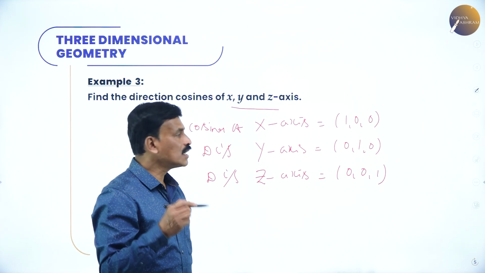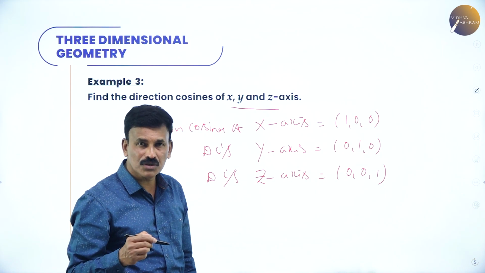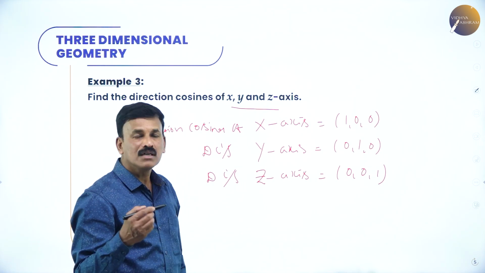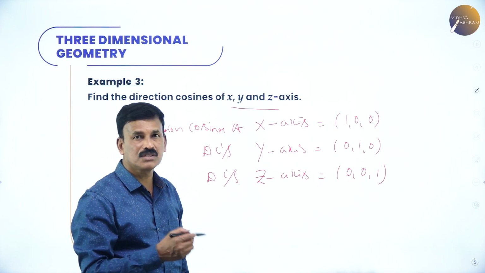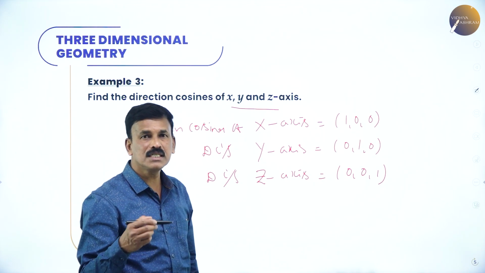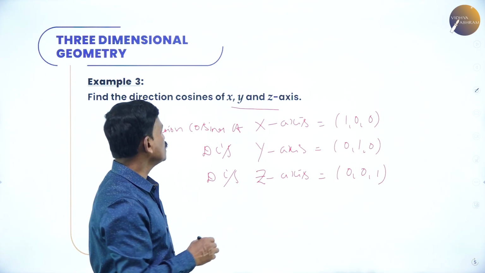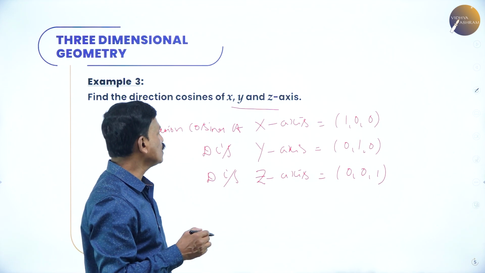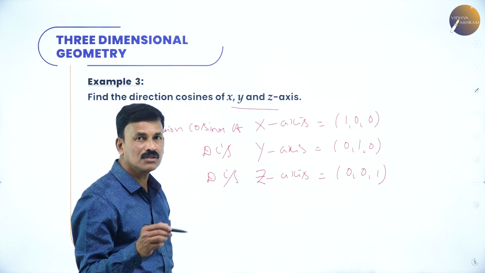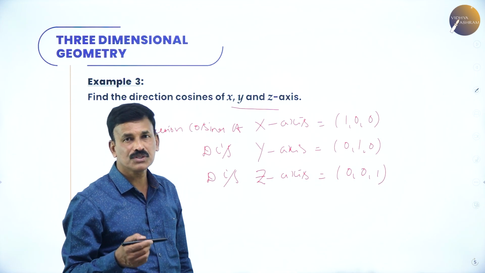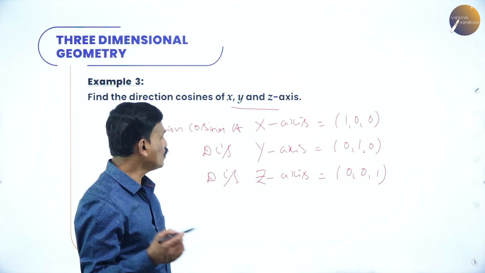So, these are the direction cosines of the x axis, y axis and z axis. For the x axis, angle alpha is equal to 0, beta is equal to 90, gamma is also equal to 90. So, what is cos 0? Sin 0 is 0, cos 0 is 1. And cos 90 is 0. Therefore, 1, 0, 0 are the direction cosines of the x axis. Similarly, for the y axis, 0, 1, 0, and for the z axis, 0, 0, 1. So, you may expect one from this. Now, move on to the next one.